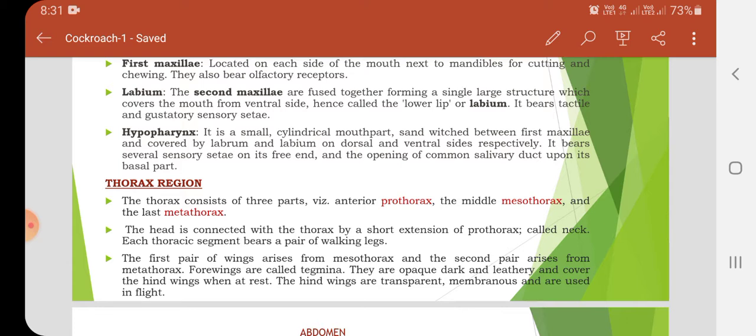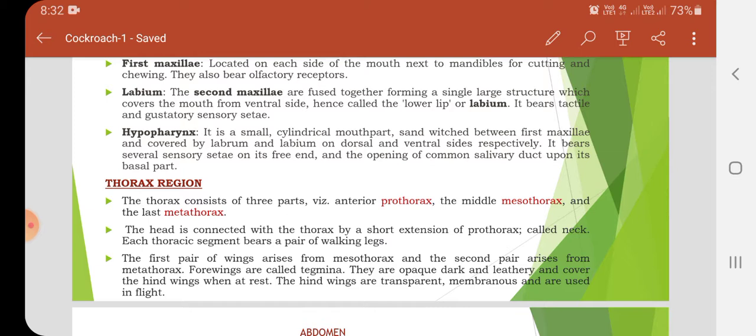Then next is the wings. The cockroach has two pairs of wings which dorsally cover the entire body. One pair of wings is attached dorsolaterally between tergum and pleuron of both mesothorax and metathorax.